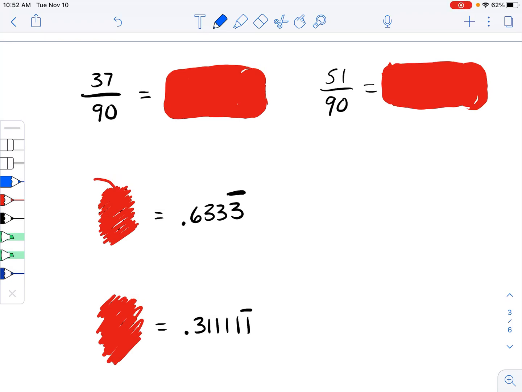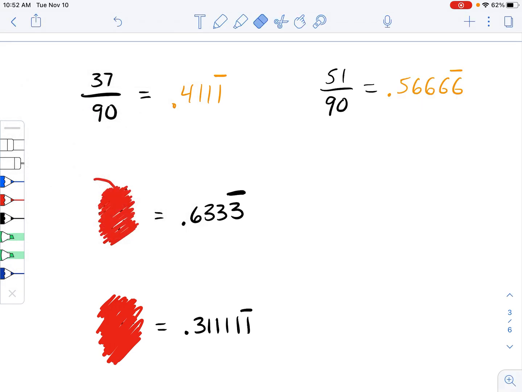Repeating decimals with one non-repeating digit. Have a look. Notice I have 0.4 and then 1 repeating. And notice, unlike my other repeating decimals that we've looked at, rather than being over 9 or 99 or 999, these two fractions are over 90. And so that might indicate to you, that's interesting.